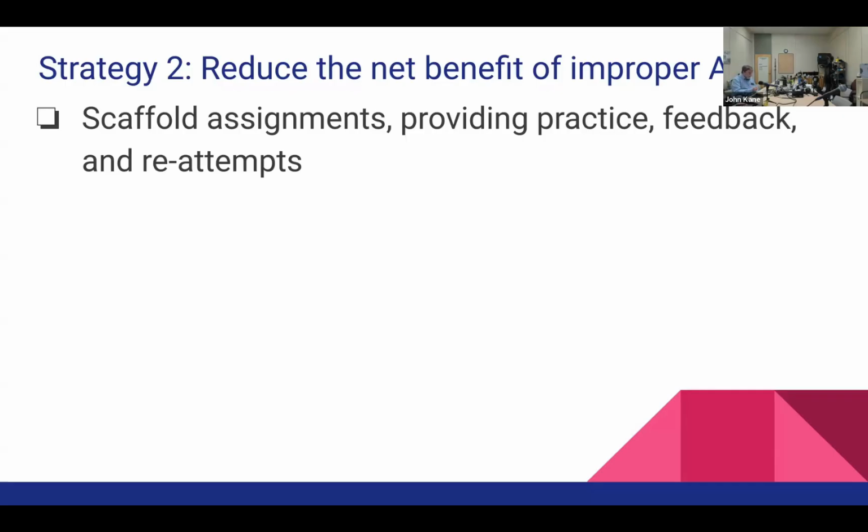But in general, if you take big complex assignments and break them up into parts, where at each part they're doing a small part of it, they're much less likely to face that time pressure or constraint, especially if you're giving them feedback and so forth as they work through it.